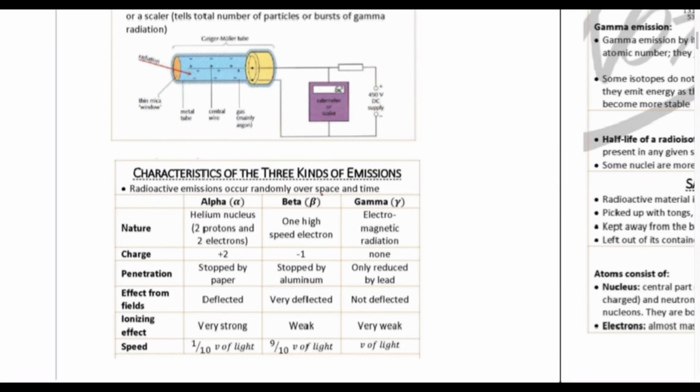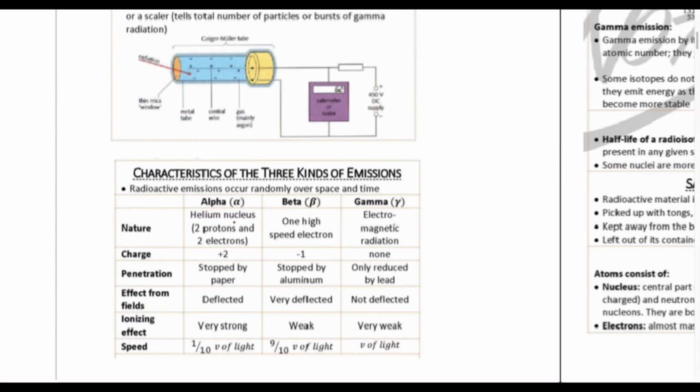Not affected by the surrounding. So that is what they're trying to say. So the emissions of that radioisotope release alpha, beta, or gamma. Alpha and beta are particles, but gamma is energy. So you see the nature here.